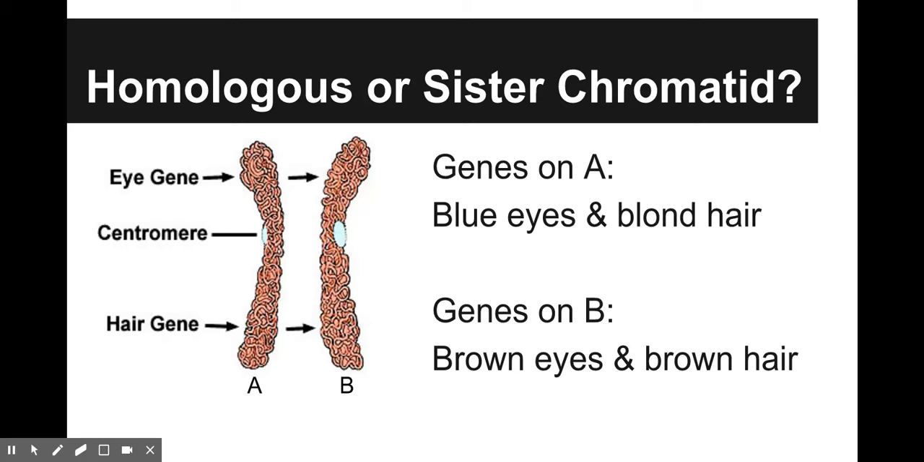So let's see if you got it. Homologous or sister chromatid. If we take a look right here, I have chromosome A and chromosome B. I tell you that on chromosome A there is information for blue eyes and information for blonde hair, and on chromosome B there's information for brown eyes and information for brown hair.